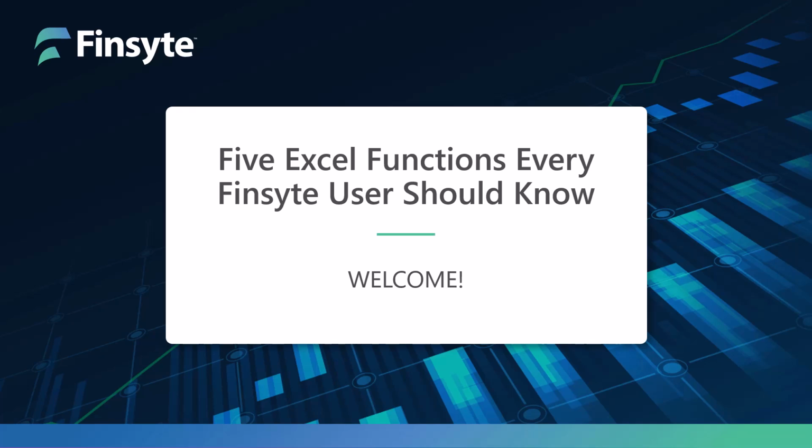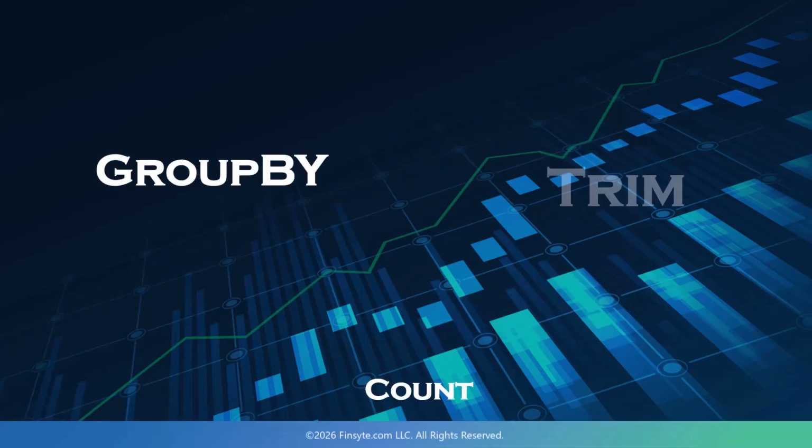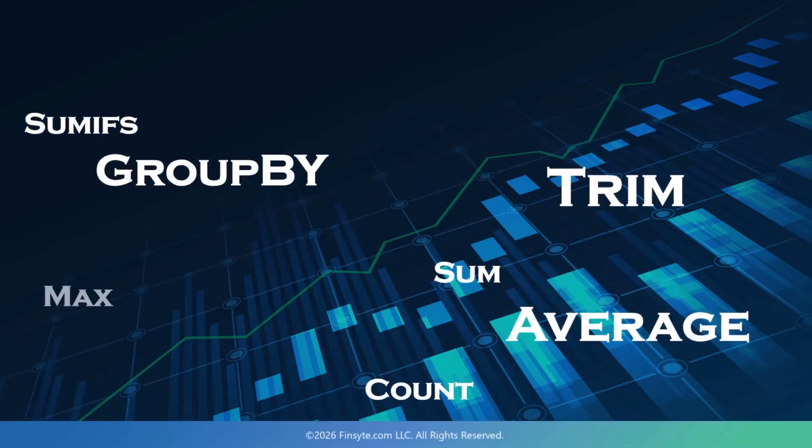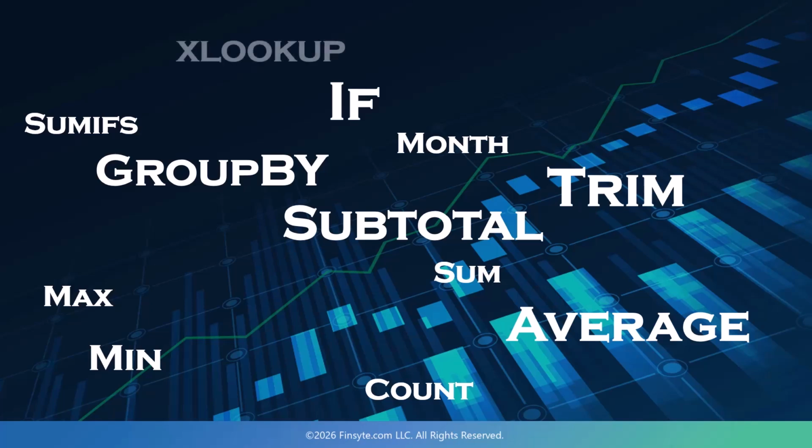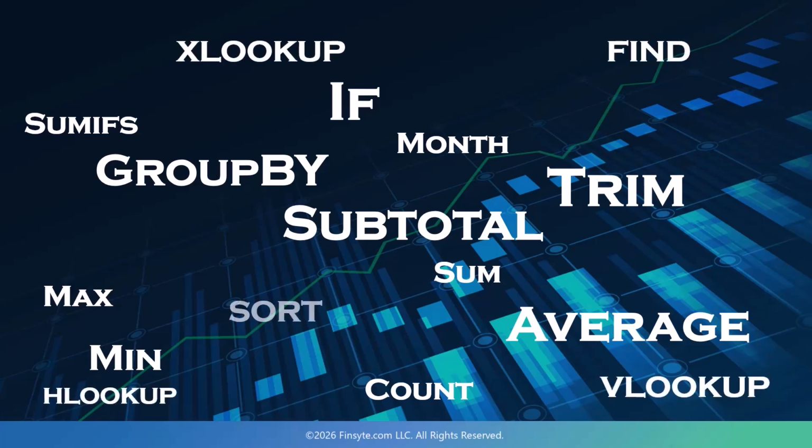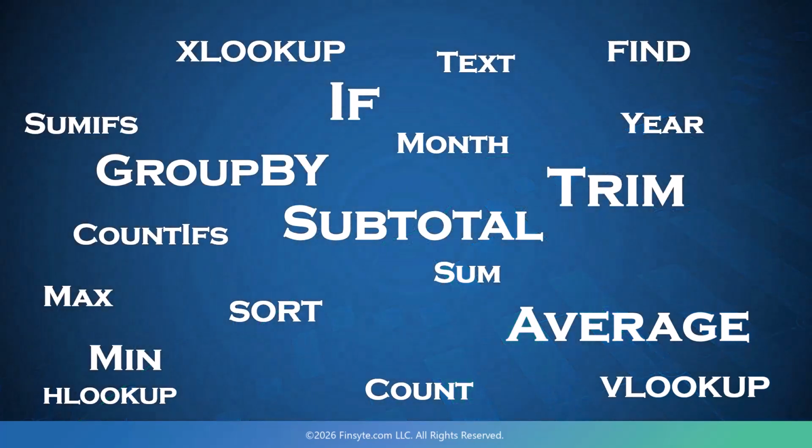Excel has hundreds of functions, and if you've ever searched for a formula to solve a problem, you know how easy it is to fall down a rabbit hole of trying to remember which function does what. SUM, SUMIFS, COUNTIFS, XLOOKUP, TEXT, IF. The list just keeps going. But here's the interesting thing. Most reporting formulas rely on the same small group of functions over and over again.